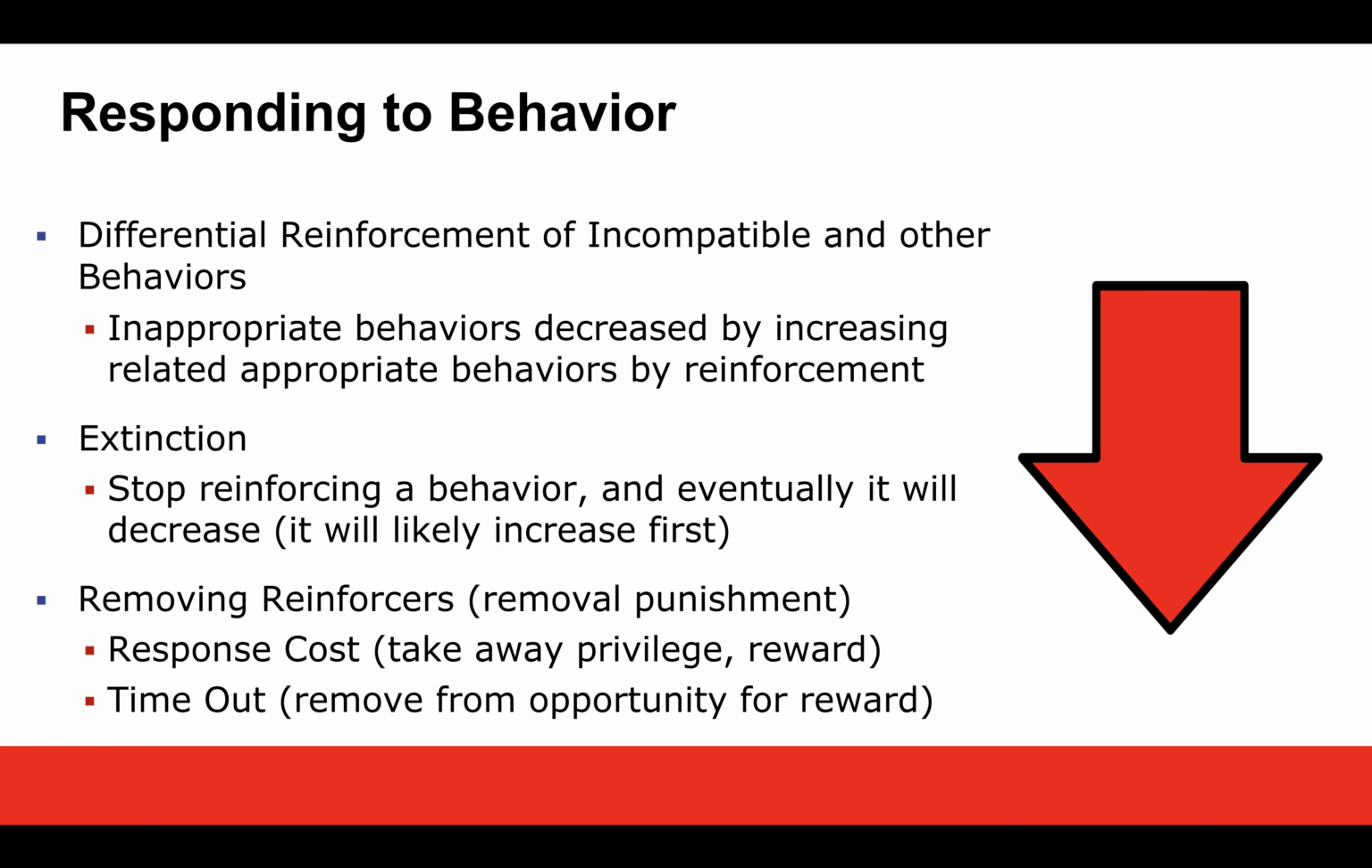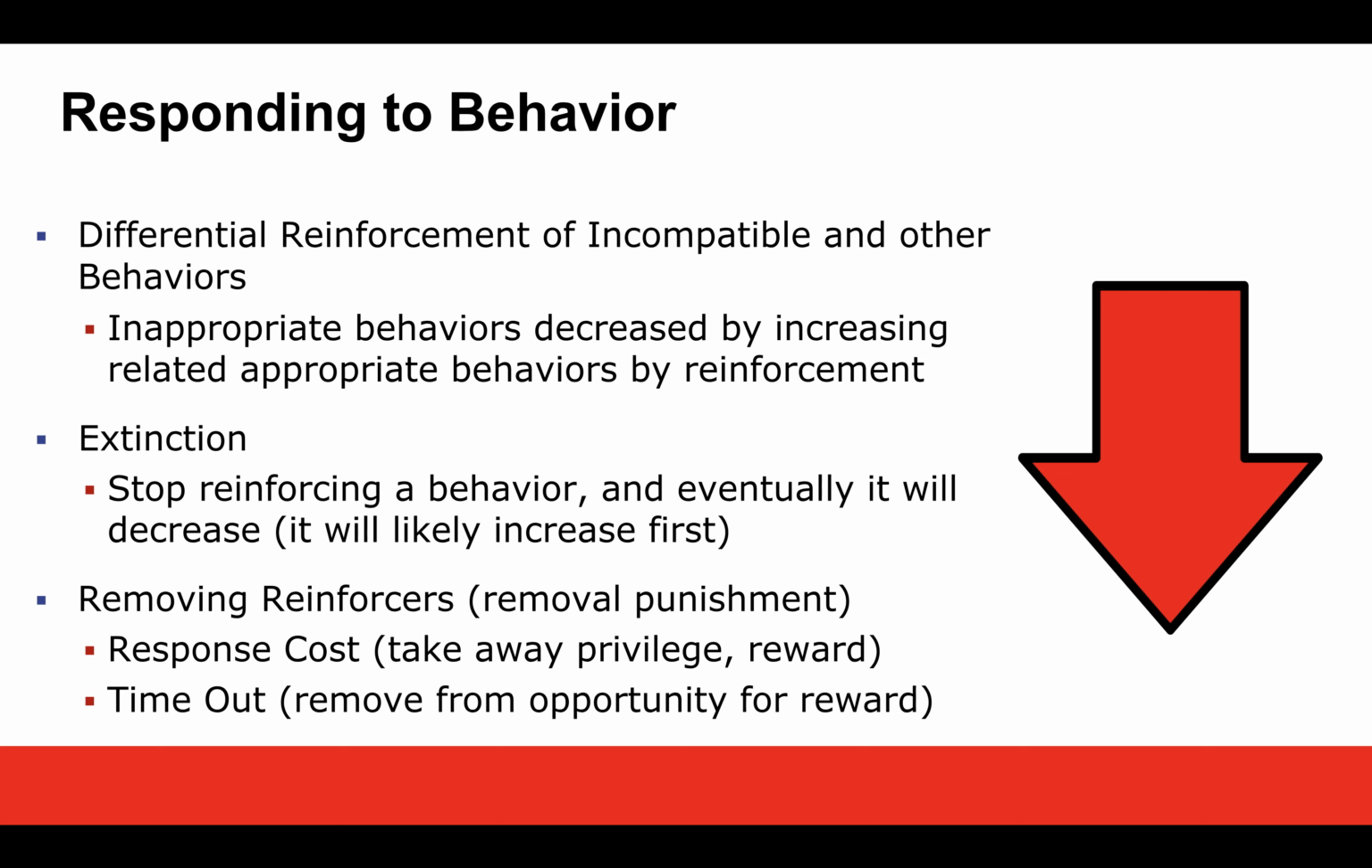Okay. You stop reinforcing a behavior and eventually it will decrease. Again, I talked about this earlier, so it will likely increase first. That's that extinction burst. And then removing reinforcers, this is called response cost. So if you take away a privilege such as sitting with a preferred peer or a reward, then this is called a response cost. And this can sometimes also result in something that looks similar to an extinction burst.